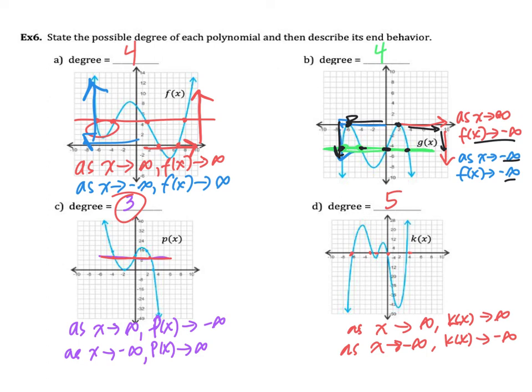And then we say as x approaches infinity, p of x approaches negative infinity. So right and down, or left, as x approaches negative infinity, p of x is approaching positive infinity. And letter D, we had a degree of 5, and then positive infinity, negative infinity, negative infinity. So my end behavior is here.